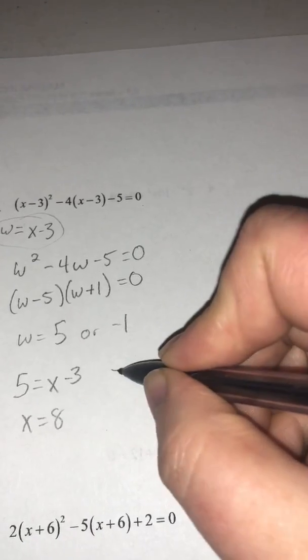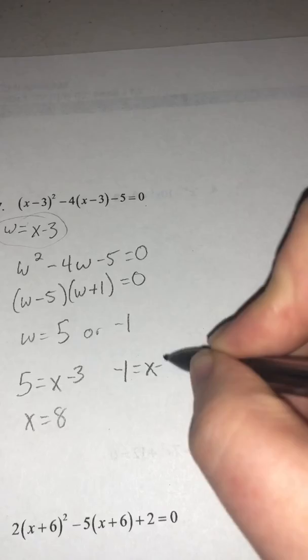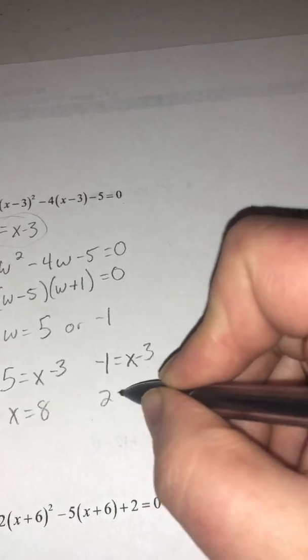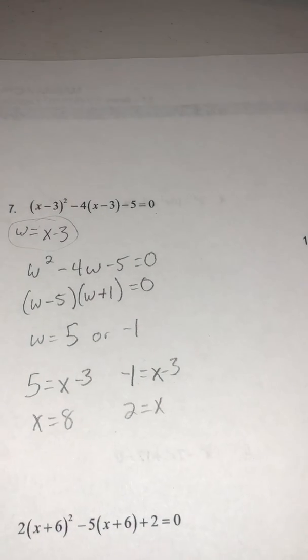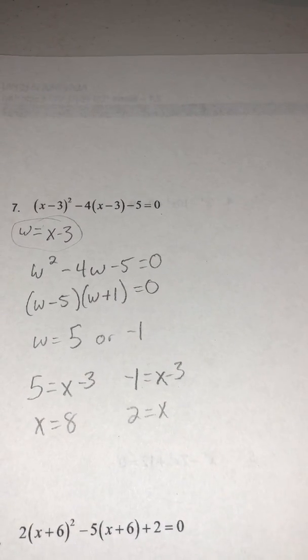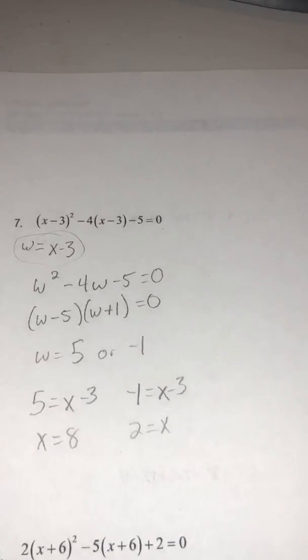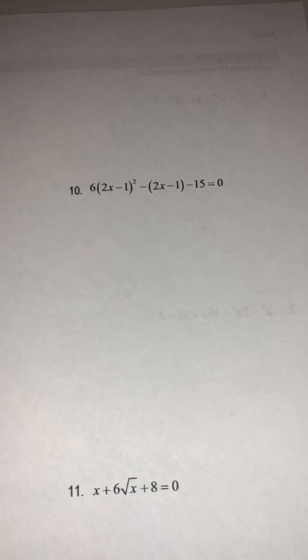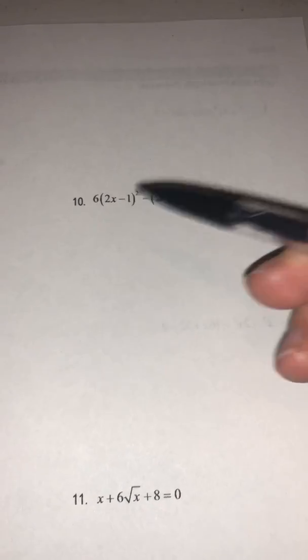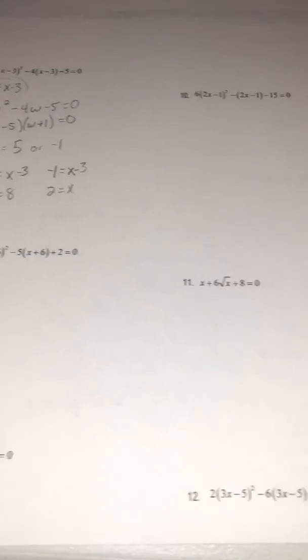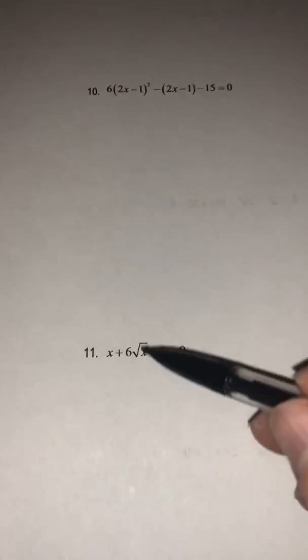And if w were negative 1, and that were equal to x minus 3, that means add 3 to both sides, that 2 would be equal to x. Okay? And so there's my 2 answers for x. You can always plug them back in and check them. And you'll do the same thing in number 10. I would just take 2x minus 1 and set it equal to w, or whatever variable you want to use. And then you actually play the same game when you look at 11.